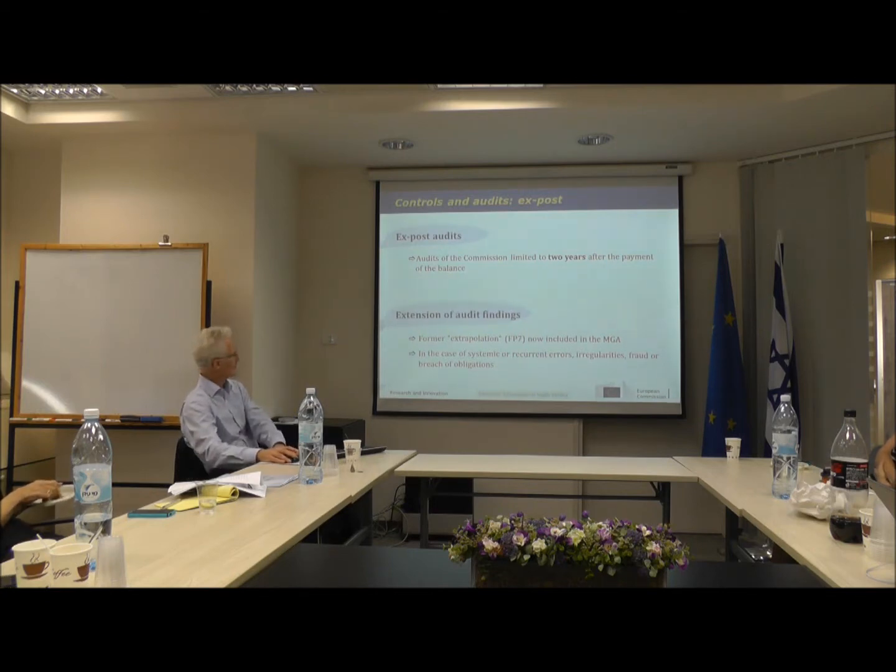We have also the notion of extrapolation, meaning extension of the audit findings. If a financial audit finds a systemic error in your system, saying one type of cost you always charge too much, then we have the right to extend this finding in one particular project to all the other projects in which you're involved. That happened in FP6 and FP7, it will continue happening in Horizon. But it's now explicitly regulated in the grant agreement.